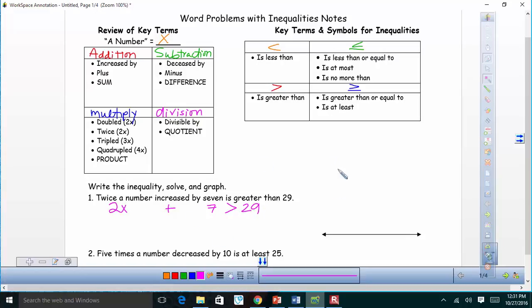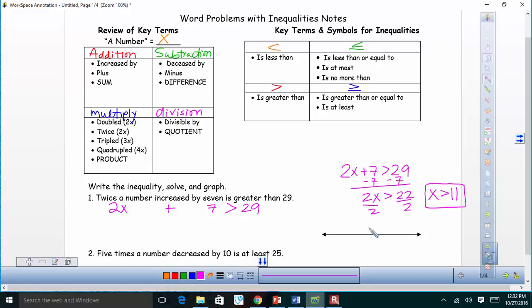I'm going to write it over here so it's not so spaced out. 2x plus 7 is greater than 29. And then from here we're going to solve for x. So we subtract 7 from both sides. That gives me 2x is greater than 22. Then we divide by 2. And x is greater than 11.